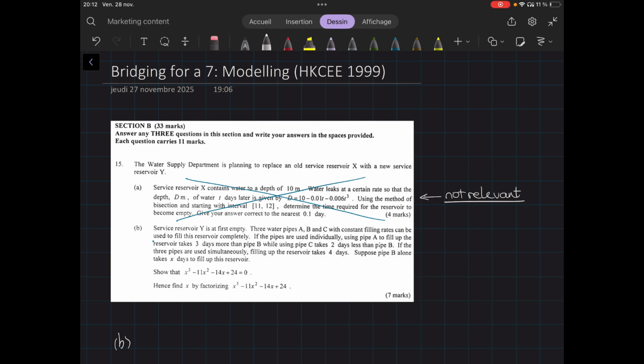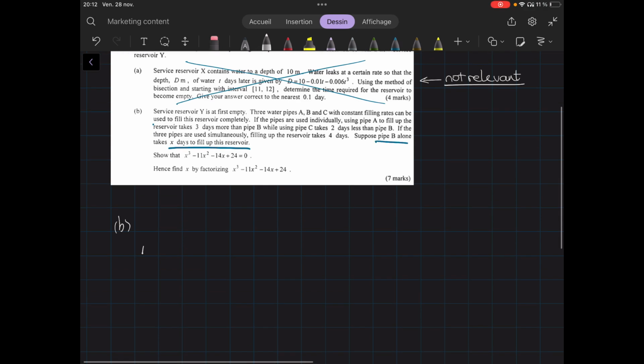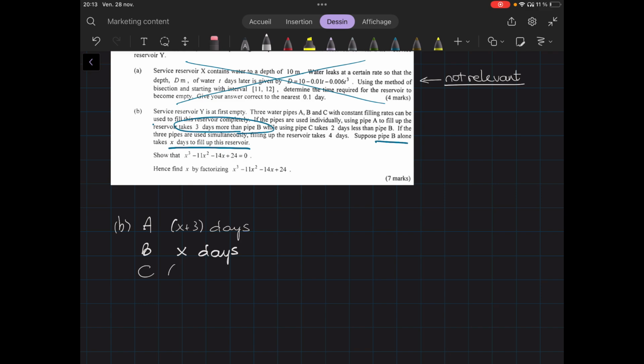Okay, let's now dissect the information that we are given. We are given that pipe B alone would take x days to fill up the reservoir. If we use pipe A on its own, it would take 3 more days than pipe B, so it would take x plus 3 days. And if we use pipe C on its own, it would take x minus 2 days.